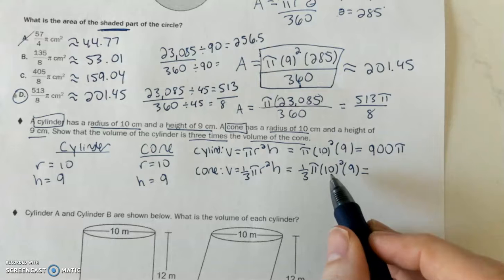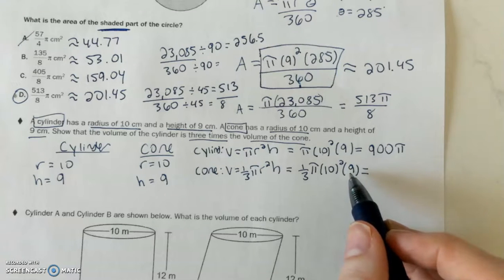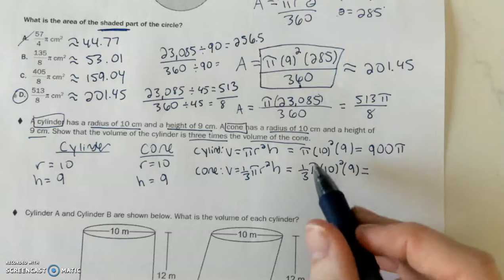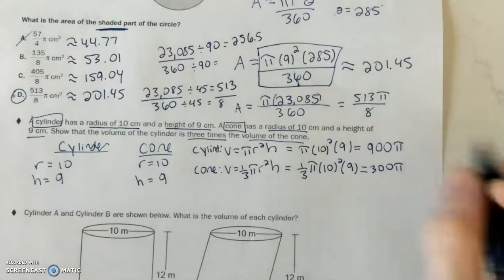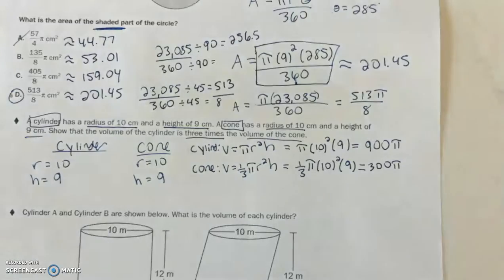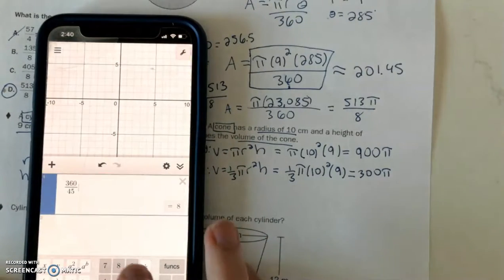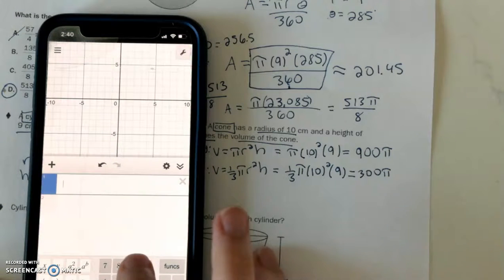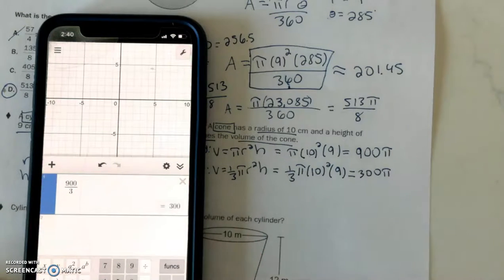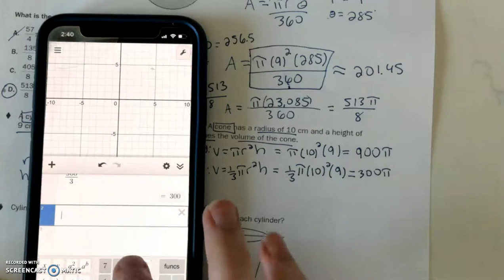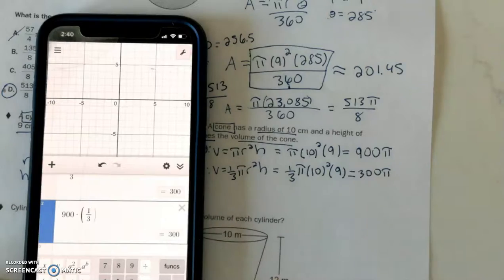All right, next up, 10 squared is 100. 100 times 9 is 900. And 900 divided by 3 is going to give me 300. You could also do 900 times 1/3, and I'll show you how that comes out to be the same. So you could do 900 divided by 3, and that gives you 300. Alternatively, we could do 900 times 1/3, and it gives you the same thing as 300.